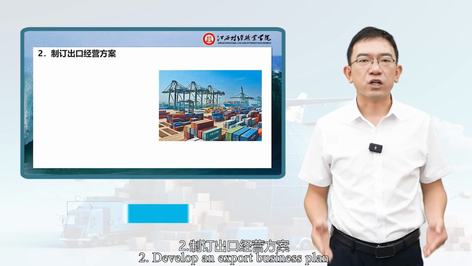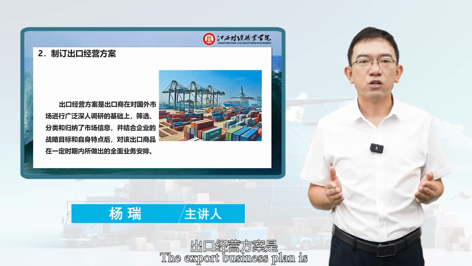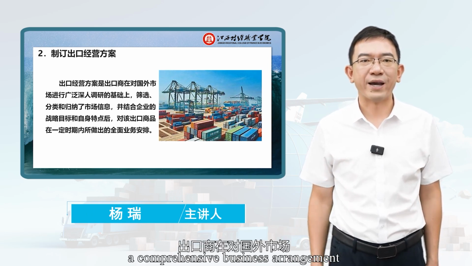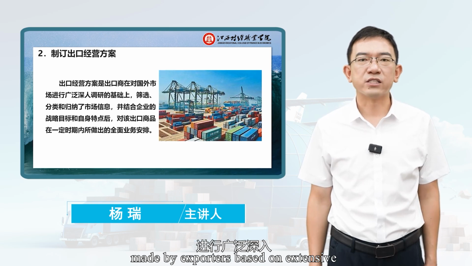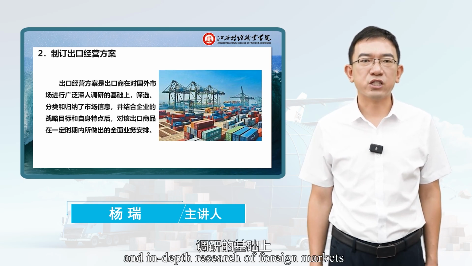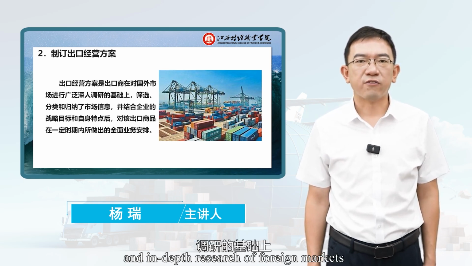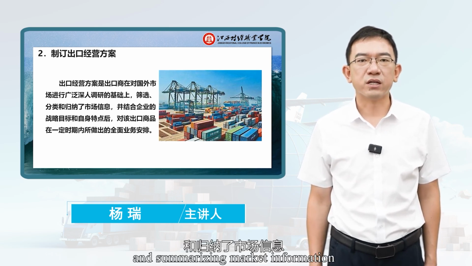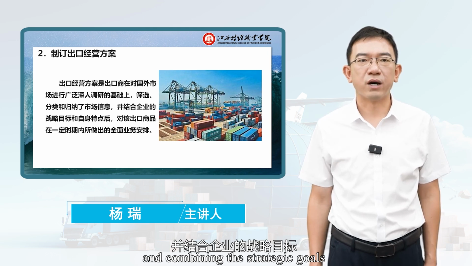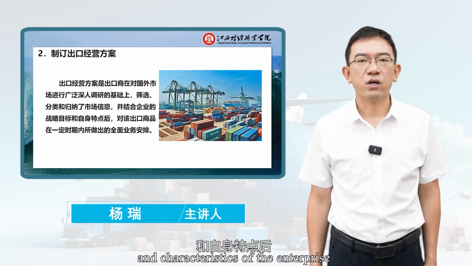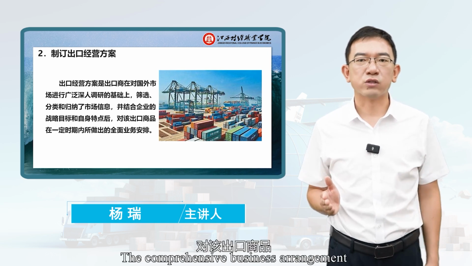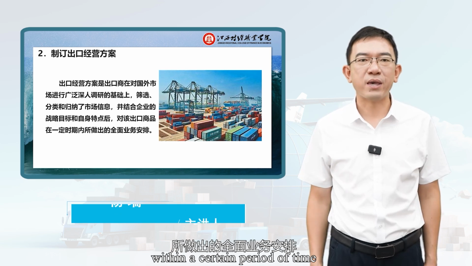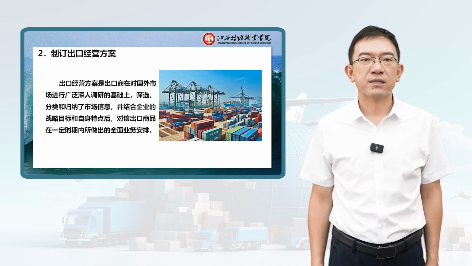2. Develop an export business plan. The export business plan is a comprehensive business arrangement made by exporters based on extensive and in-depth research of foreign markets, screening, classifying, and summarizing market information, and combining the strategic goals and the characteristics of the enterprise. It is the comprehensive business arrangement made for the exported goods within a certain period of time.